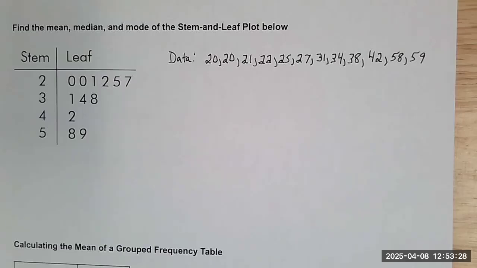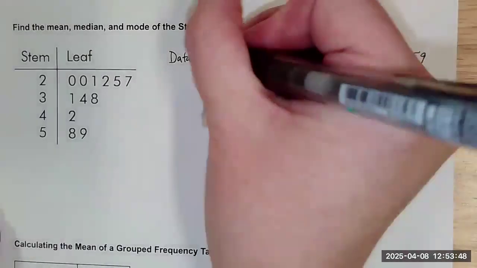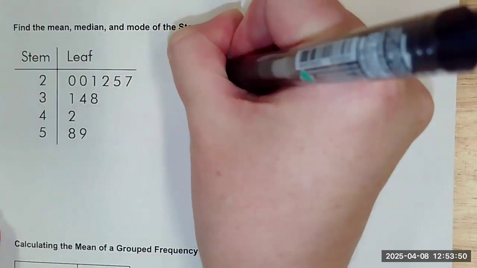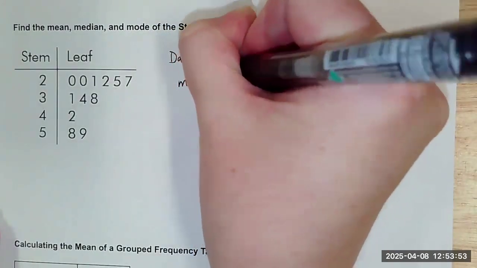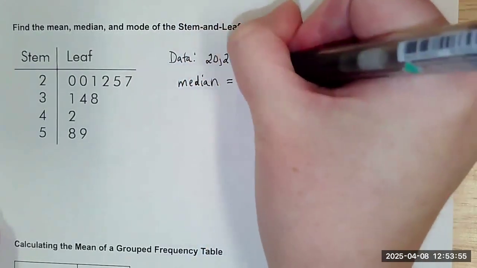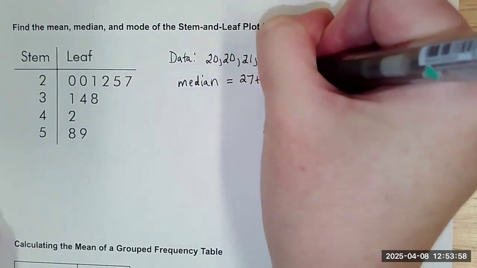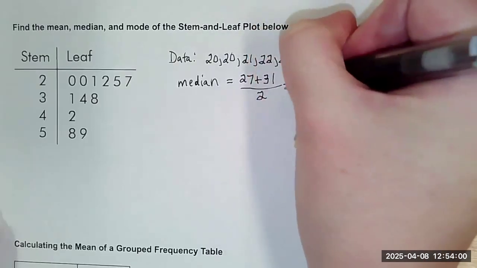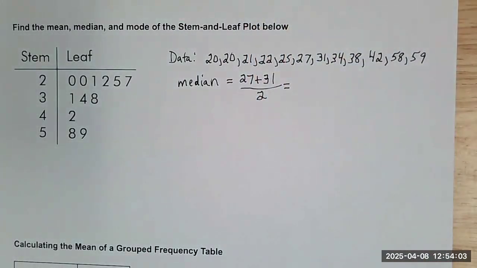12 of them halfway through would be 6. So we need number 6 and we need number 7. So 1, 2, 3, 4, 5, and 6 would be here, and number 7 would be here. So we're going to take 27 plus 31, and we're going to divide by 2. So 27 plus 31.